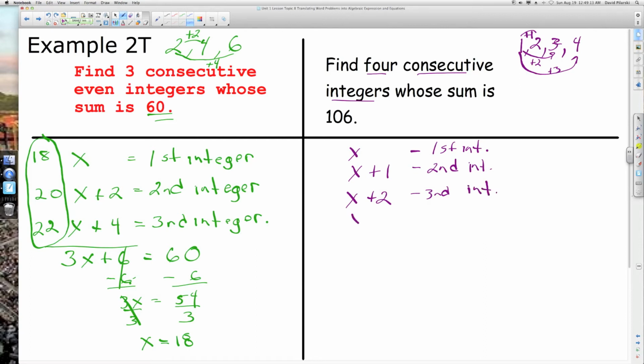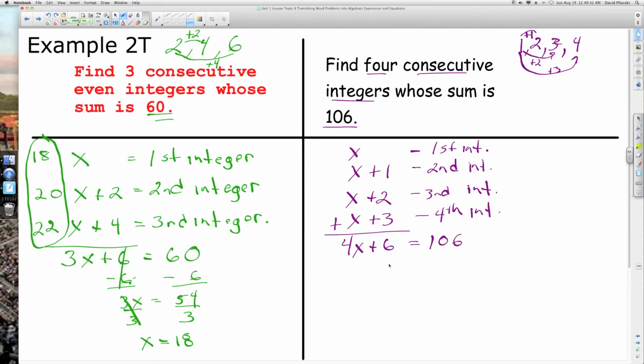And the fourth integer is going to be x plus 3. And since we're finding their sum, we have to add up these expressions. 1x plus 1x plus 1x plus 1x is 4x, and 1 plus 2 plus 3 is 6. So 4x plus 6, and that's equal to the sum that we have to find: 4 consecutive integers, 106.